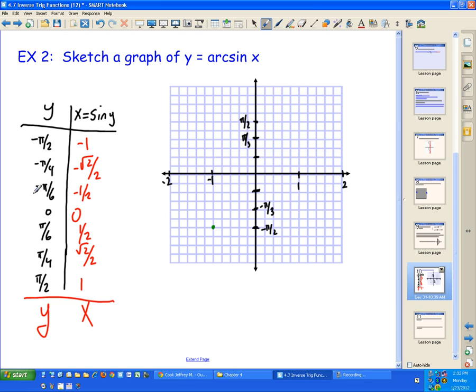At negative pi over 4, I'm at negative root 2 over 2, which is my x value. So negative root 2 over 2 is just a little less than 1. And so when I'm at pi over 4, it's going to be about right here, I would say. And then when I'm at pi over 6, we'll say this is pi over 6, and it looks like we're at negative 1/2, so right in the middle here at pi over 6. And then at 0, I'm there, and so then the function will continue.